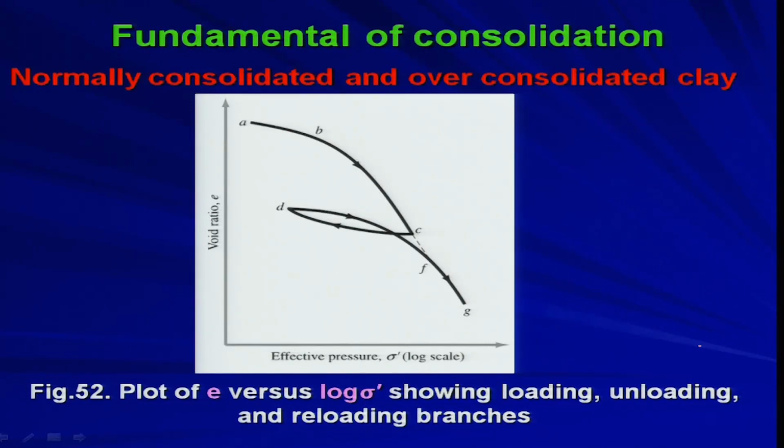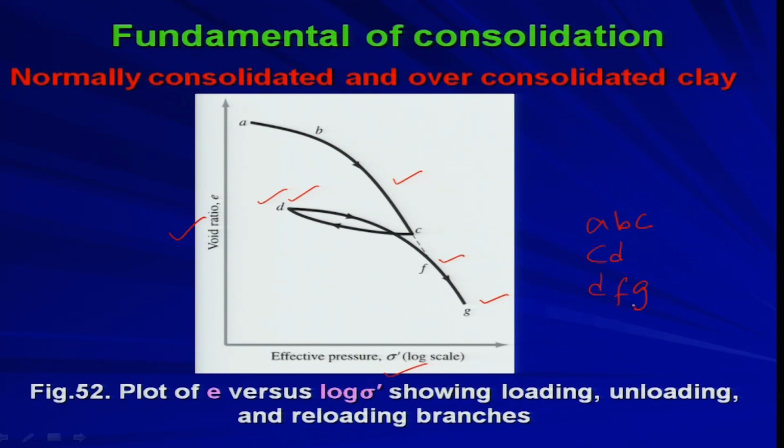So, this is nothing but a very typical e versus log sigma prime plot. So, you have the A, B, C part, and then you have the C to D part, and then further D to F and G. So, you have A, B, C as one part, then you have the C, D part, and then you have D, F, G. So, there are 3 distinct parts.